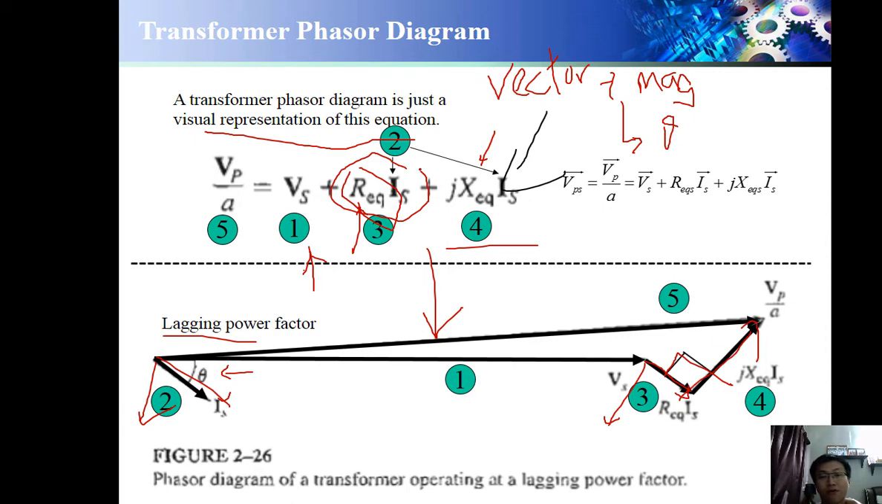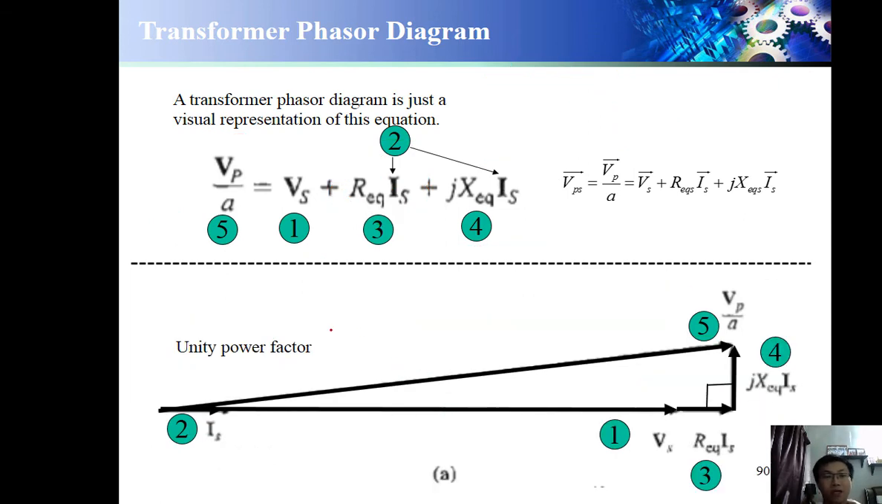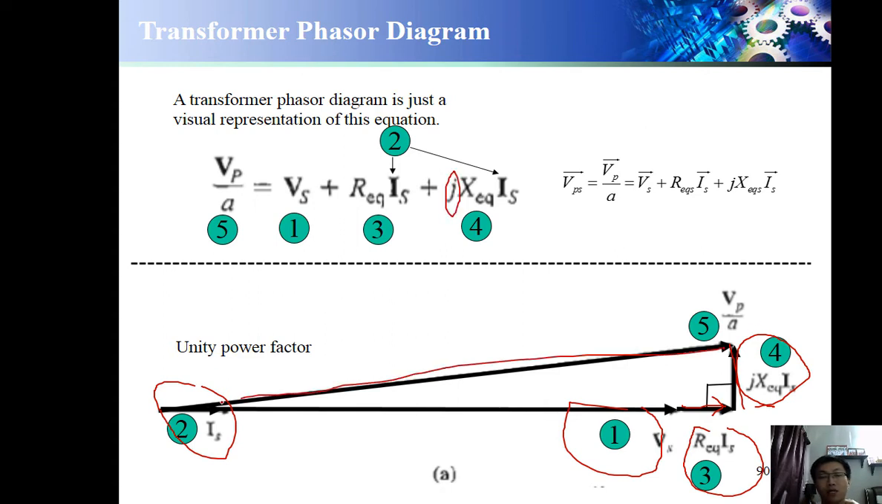Then this is the fourth one. The fifth one is the last one, the resultant. Okay, this is the phasor diagram. Next, if it is a unity power factor, first I need to draw Vs. Second, I need to know where my Is is. Third, my Is R equivalent is in the same direction as Is. Then 90 degrees for Is X equivalent because of the j, and then I draw the resultant, which is Vp divided by a. So this is the equation.